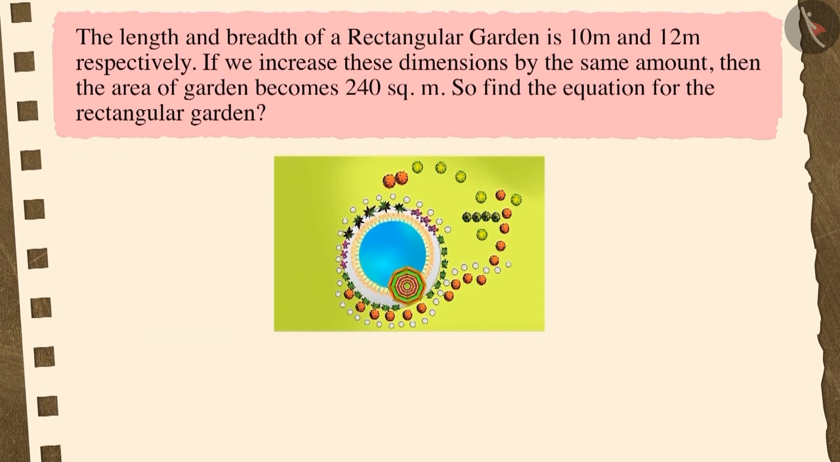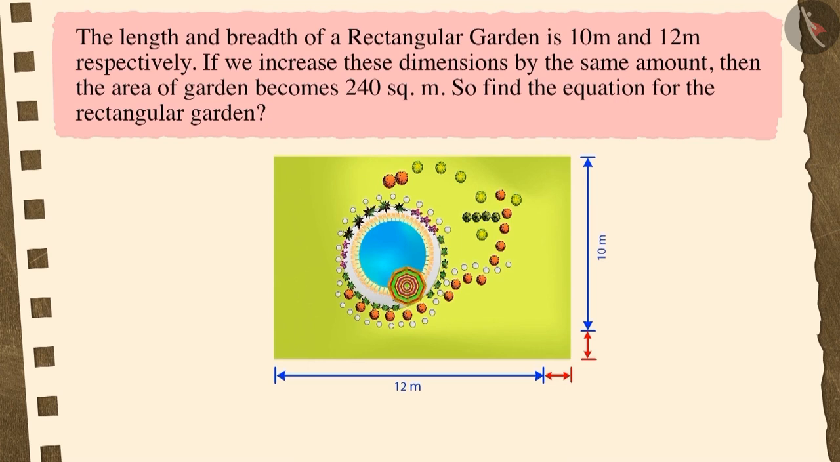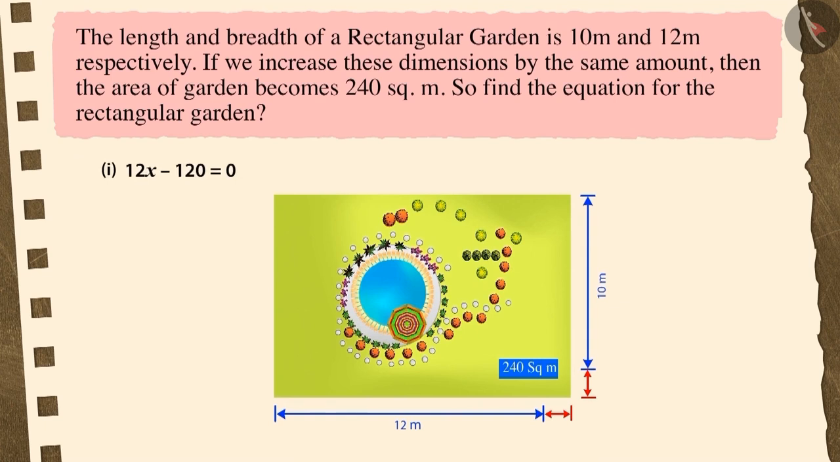The length and breadth of a rectangular garden is 10 meter and 12 meter respectively. If we increase these dimensions by the same amount, then the area of garden becomes 240 square meter. Find the equation for the rectangular garden. To solve this question, pause the video and match your answer.